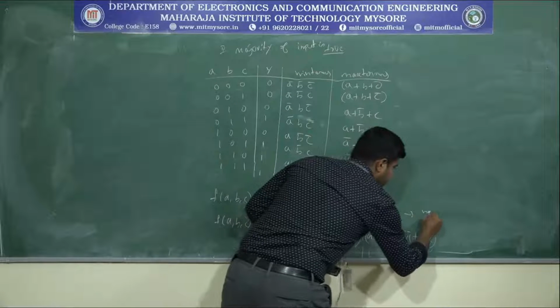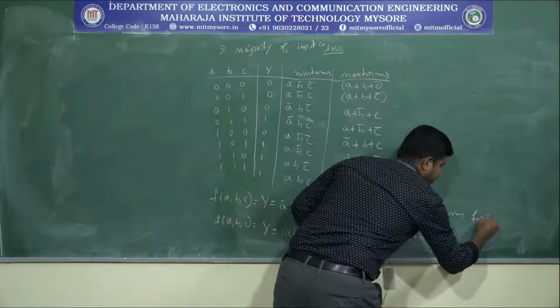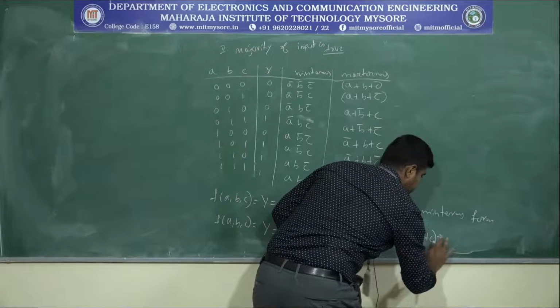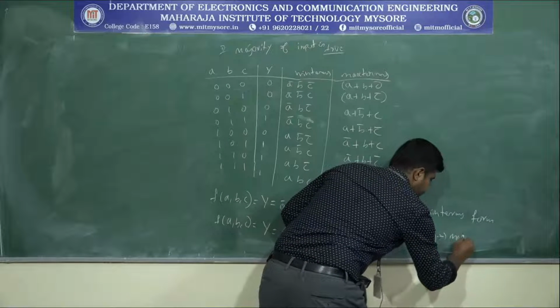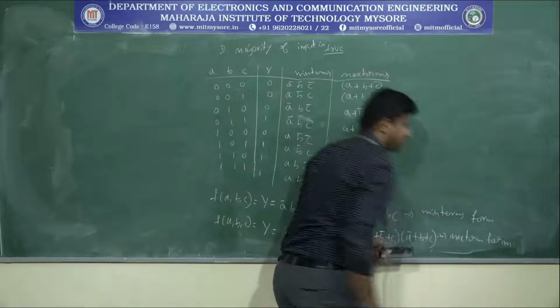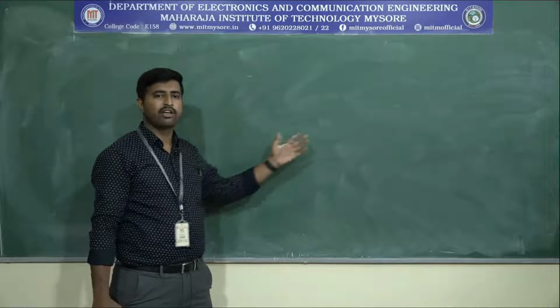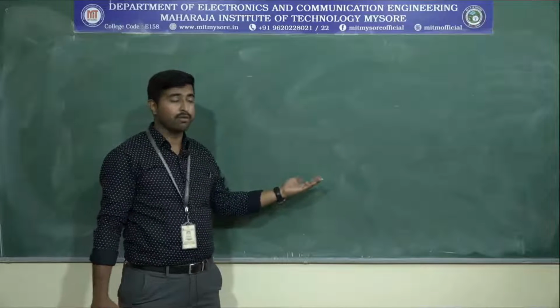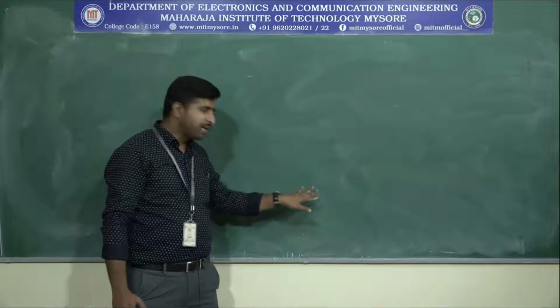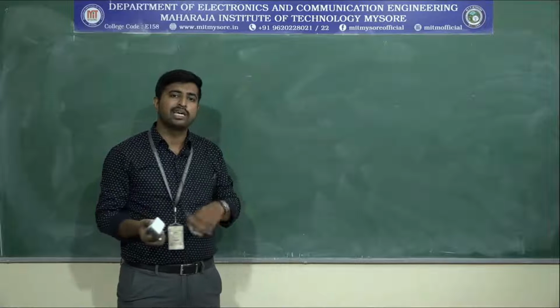So we will write the min term form. This is the min term form, and this is the max term form. Okay, we will see an example of how to write the canonical min term form and canonical max term form. If you see the canonical min term form and max term form, actually they are related. They are both logically the same.